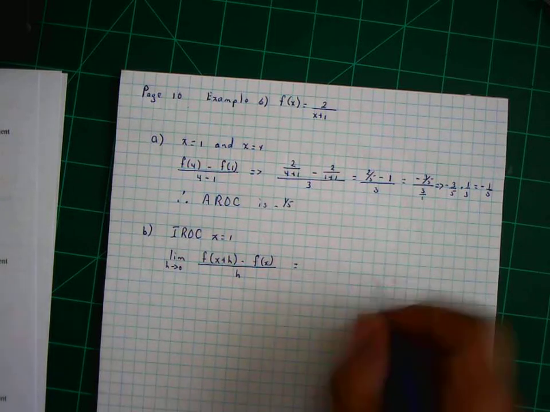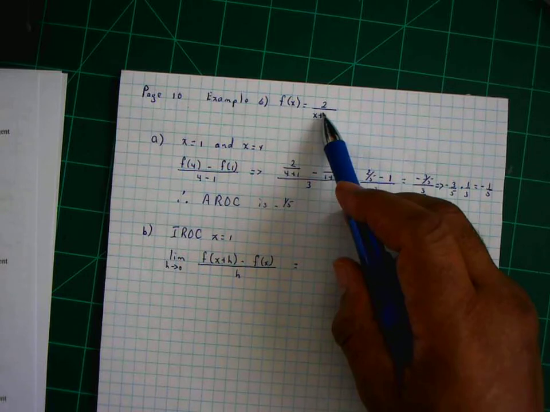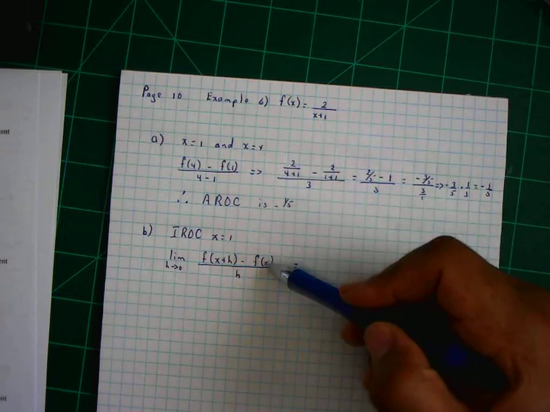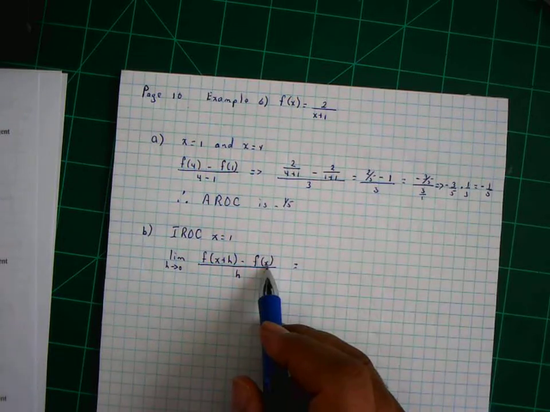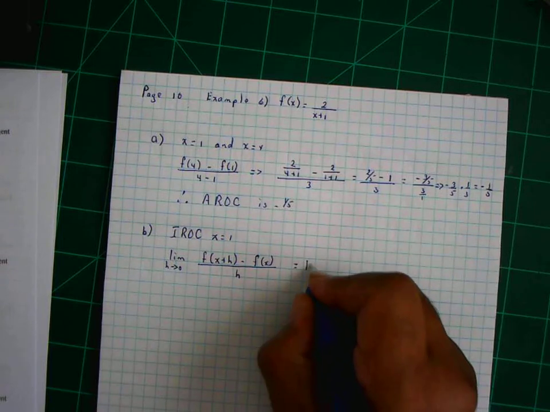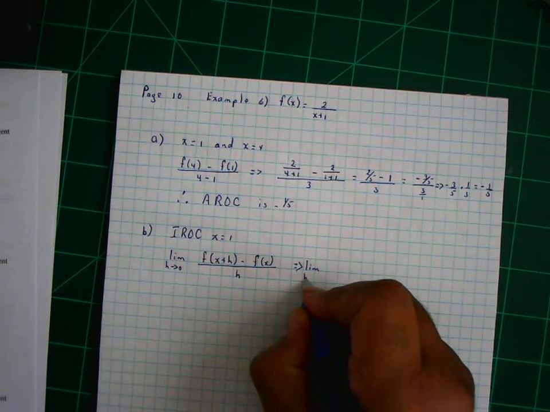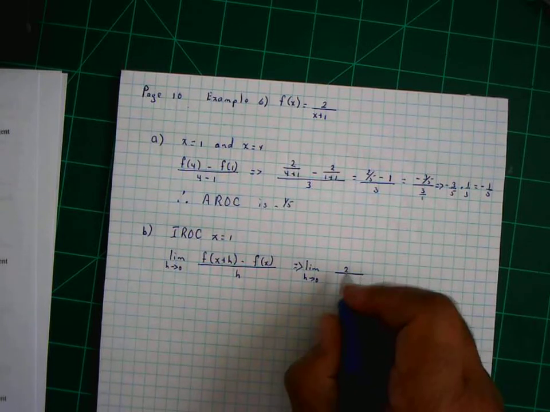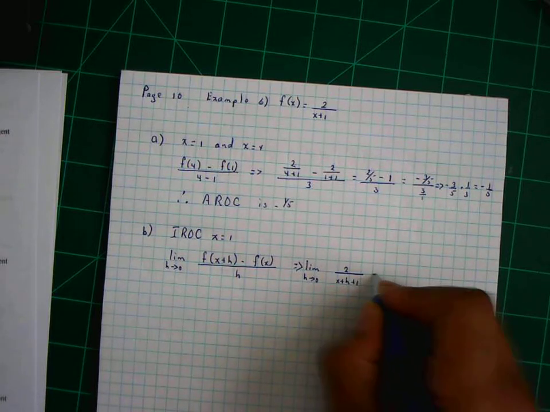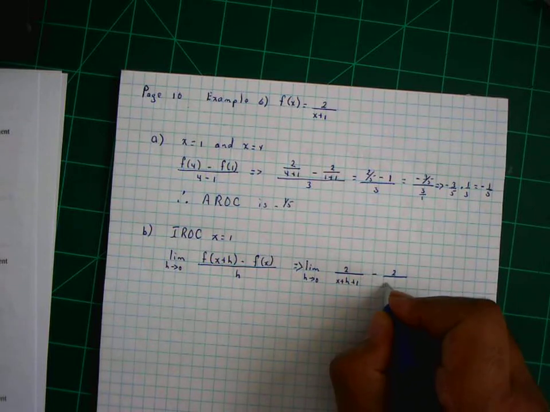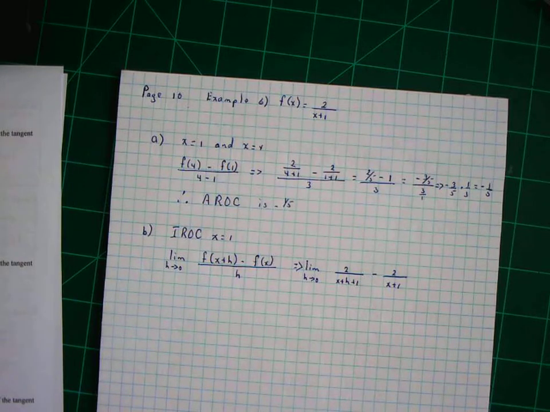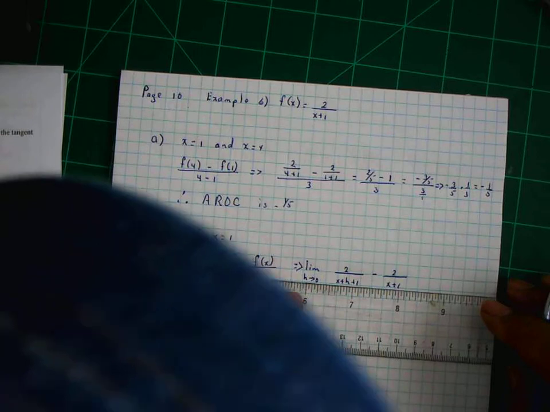Now what this is telling us is to go back to this original equation here, and wherever I have an x, I'm going to replace it with x plus h, and for this one I'm just going to rewrite the equation the way it is because that's just f of x. So this becomes the limit as h goes to 0 of 2 over x plus h plus 1 minus 2 over x plus 1. And remember, all of this is divided by h.